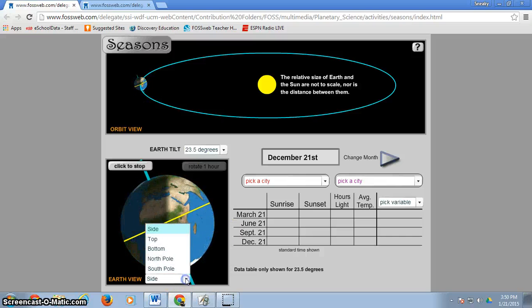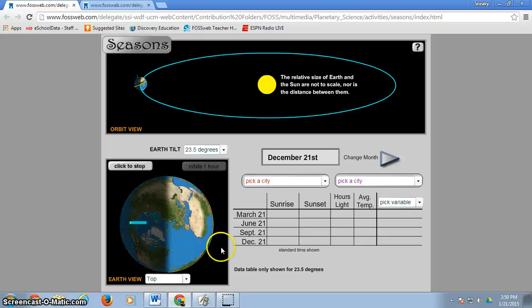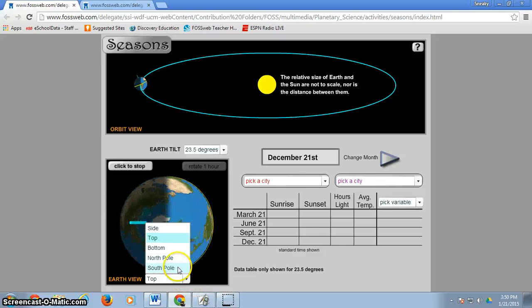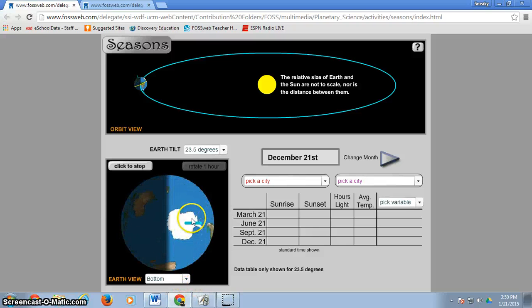So we looked at before our North Pole getting very little light, and on the contrary, our South Pole, Antarctica, is getting nearly 24 hours of light, where they are in their summertime right there. So from that side view, we could see that.